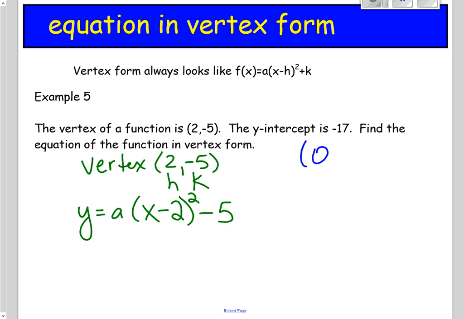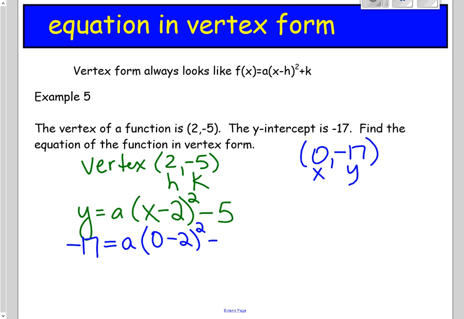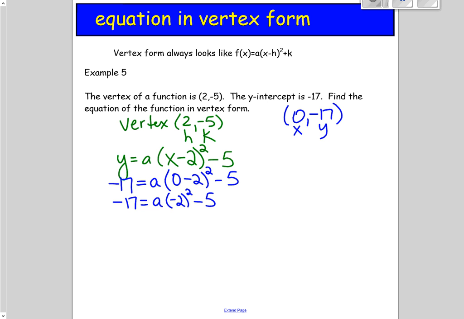My other point is at 0 comma negative 17. So this is my x and this is my y. So I'm going to go ahead and plug negative 17 in for y. a, 0 minus 2 squared minus 5. Okay, so we got to do a little bit of math work here. 0 minus 2 is just negative 2 squared minus 5. And negative 2 squared is 4. So now I have negative 17 equals 4a minus 5.